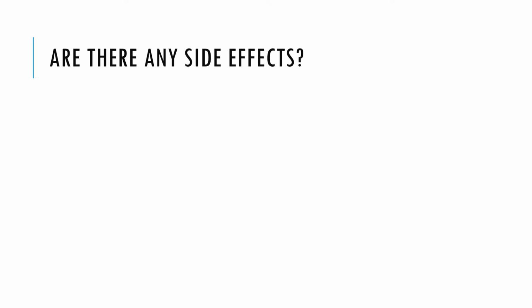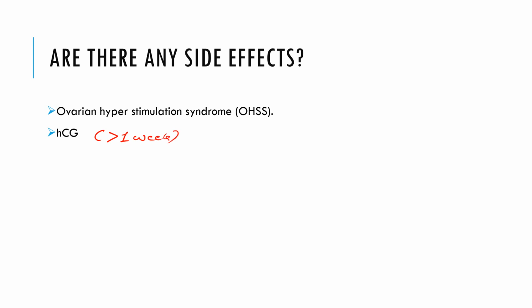So first of all, in case of IVF, are there any side effects to IVF? Yes, there are side effects to IVF. The biggest side effect to IVF is called ovarian hyperstimulation syndrome. This happens due to the use of human chorionic gonadotropin hormone, or HCG. Now, what happens due to HCG? HCG is used to stimulate the maturation of eggs, but HCG has a longer duration of action. It acts for more than a week.